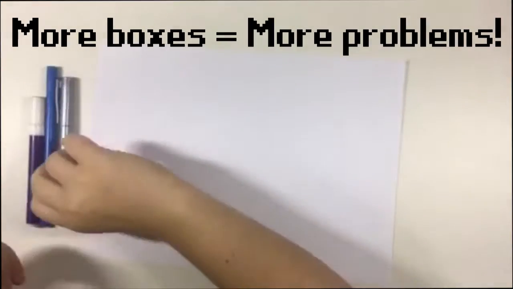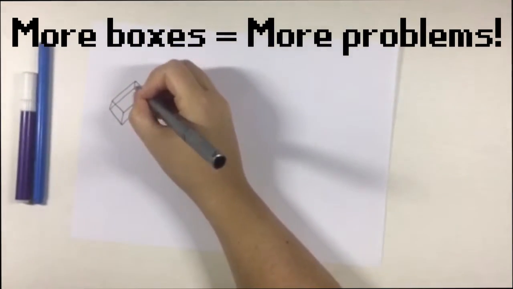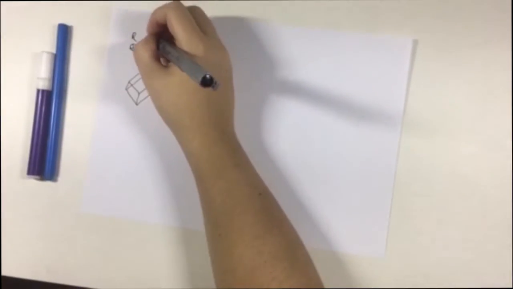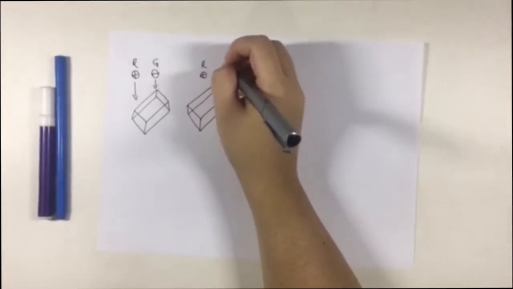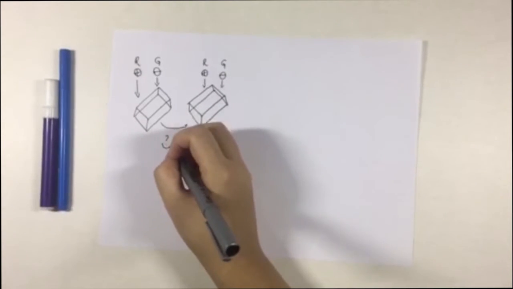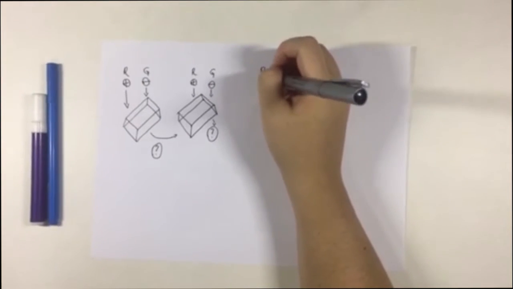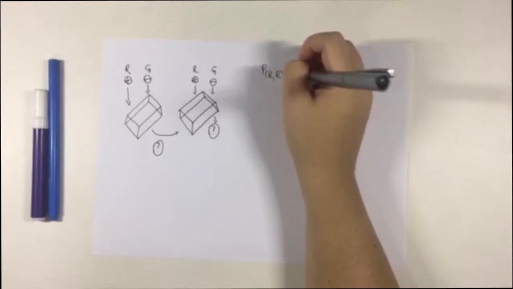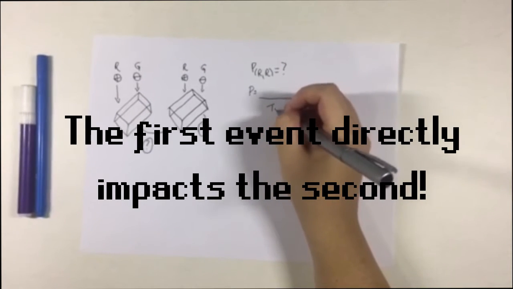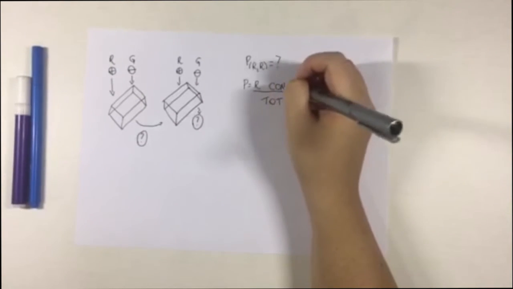Now, if we have more boxes, it gets trickier. The cat now has 2 boxes with 2 balls, 1 red and 1 green each. He fetches a ball from the first, drops it inside the second, and picks a ball from the second box. What are the chances of the ball picked in each box being red? To do this, we must look at each event separately. When he fetches a ball from the first box, it is an event which directly affects the second fetch.